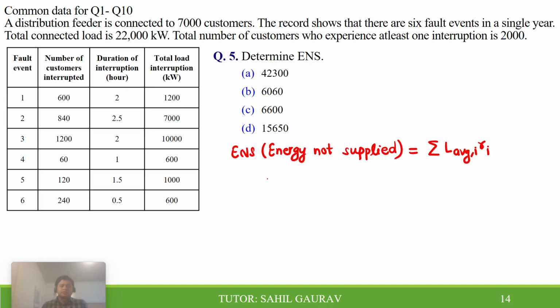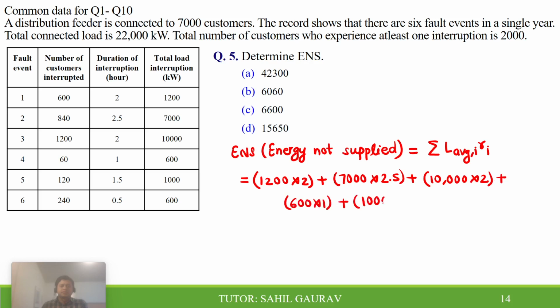So it is very simple, and you can easily remember this terminology. L average I is the average load connected to load point I, and Ri is the restoration or fault time for each interruption event. So sigma L average I will be 12,000 into 2 plus 7,000 into 2.5 plus 10,000 into 2 plus 600 into 1 plus 1000 into 1.5 plus 600 into 0.5.